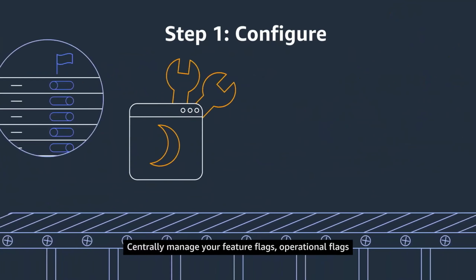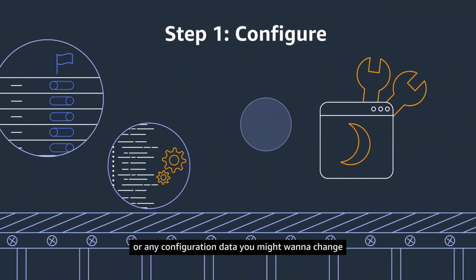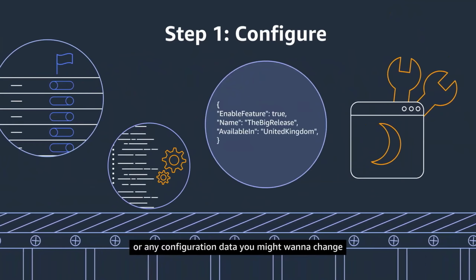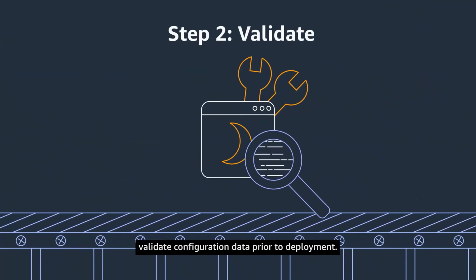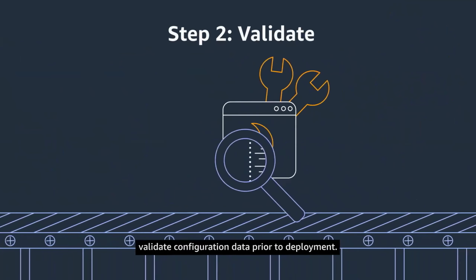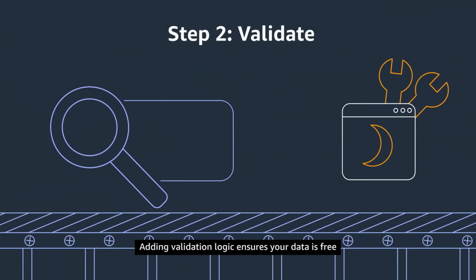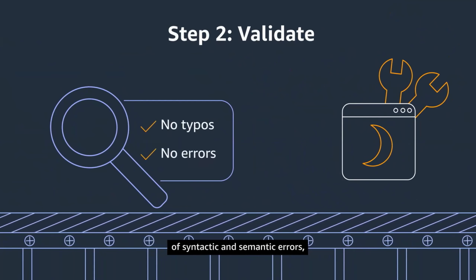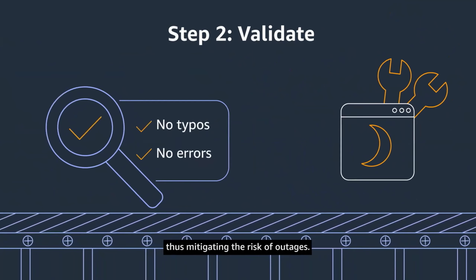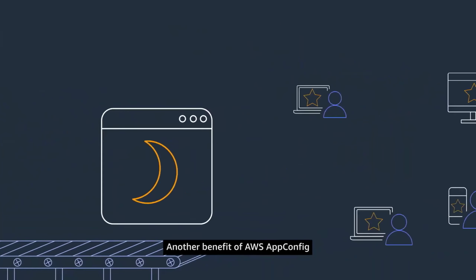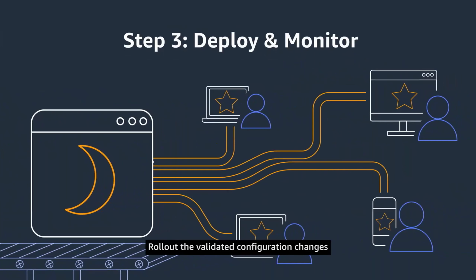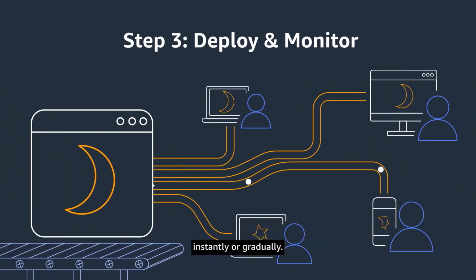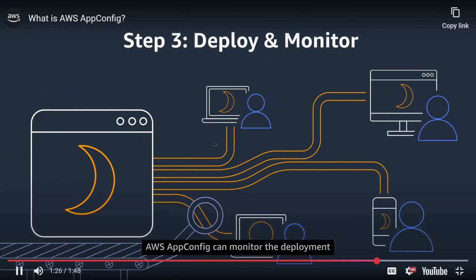Centrally manage your feature flags, operational flags, or any configuration data you might want to change at app runtime. AWS AppConfig also allows you to validate configuration data prior to deployment. Adding validation logic ensures your data is free of syntactic and semantic errors, thus mitigating the risk of outages. Another benefit of AWS AppConfig is deployment and monitoring. Roll out the validated configuration changes instantly or gradually. AWS AppConfig can monitor the deployment and automate.